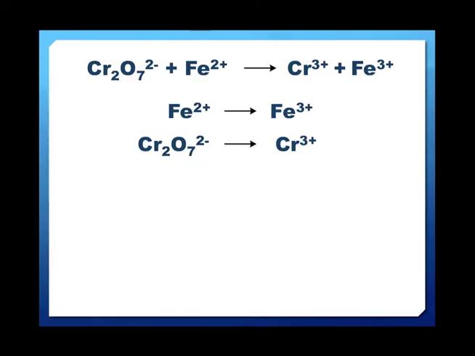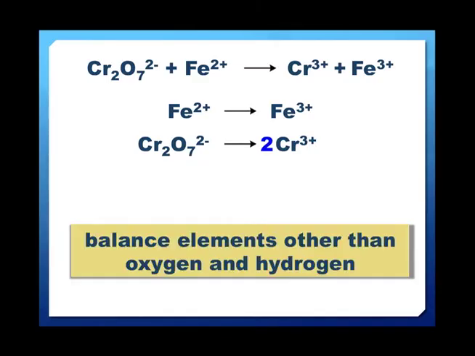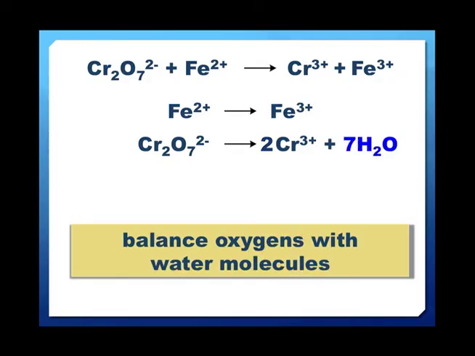Now we must balance each one starting with elements other than hydrogen or oxygen. We can see that for the reduction we need to put a 2 here to have 2 chromium atoms on each side. Next, we balance oxygen by adding water molecules. We have 7 oxygen atoms on the left, so we need to add 7 water molecules to the right, since there is 1 oxygen per molecule.